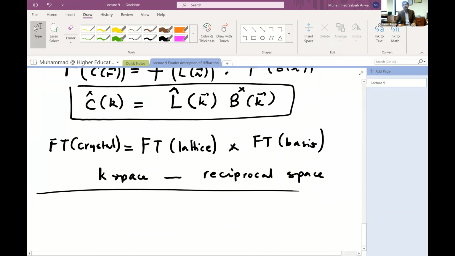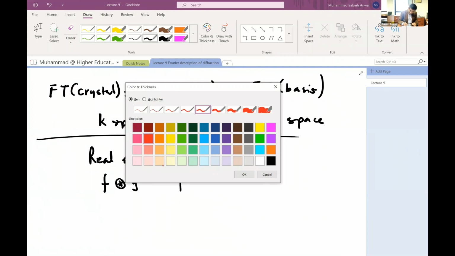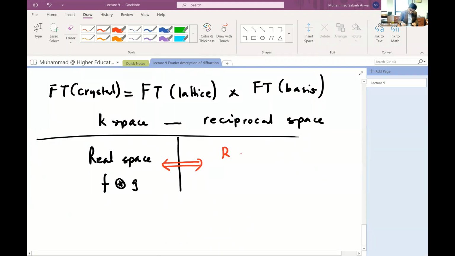So that's a theorem called the convolution theorem. If you are living in the real space and you have two functions f and g and you find the convolution of this, it transforms into the reciprocal space or the K space by taking the Fourier transform of small f, which becomes capital F, say, and the Fourier transform of small g becomes capital G, and you multiply the two functions. This is called the convolution theorem, and this can be proven. There's a proof for this.